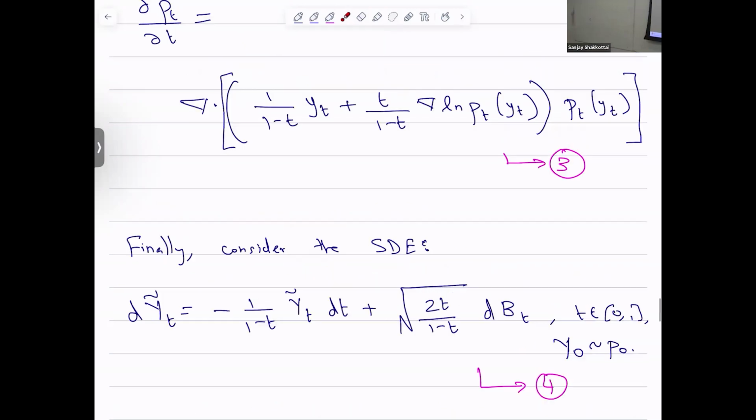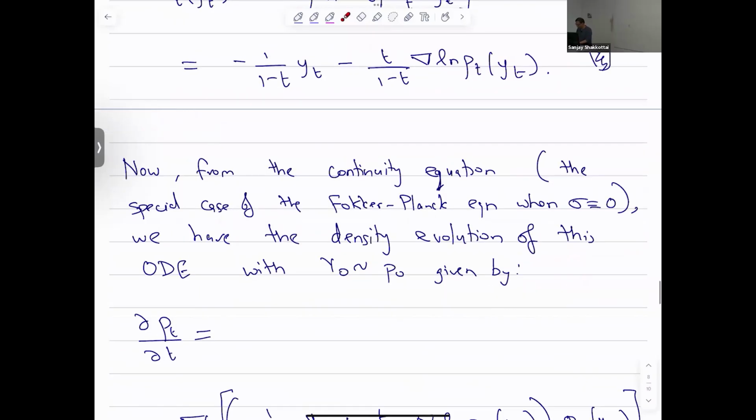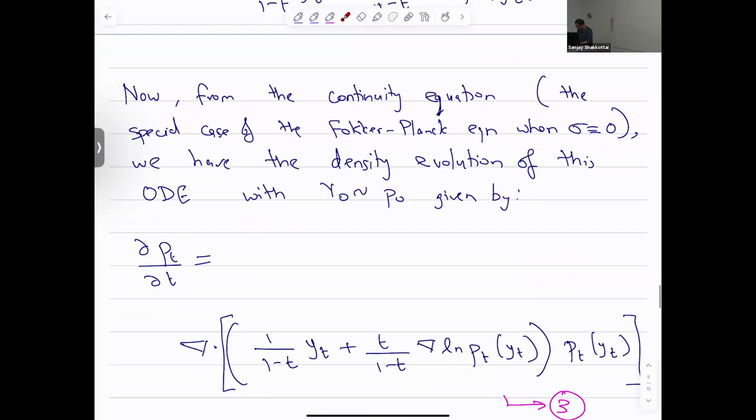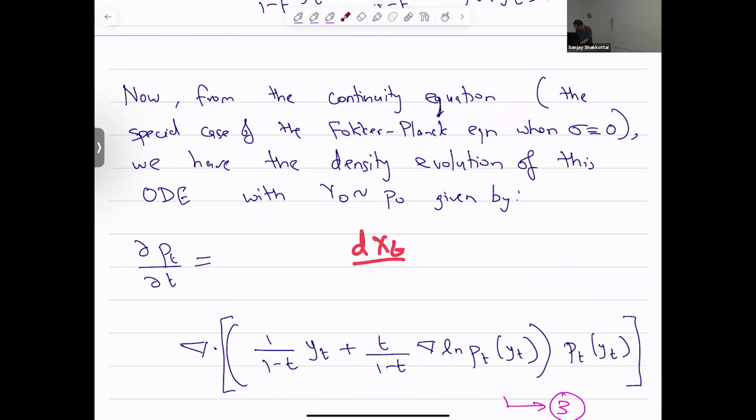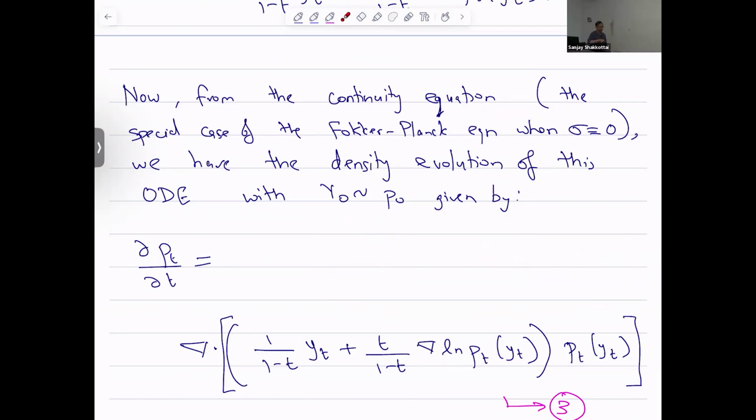In line 3, whose density is pt? pt is the density of the following system: dxt by dt equals ut of xt, with x0 being basically whatever it is. Image to noise, this is the forward process. Yes, I'm doing everything in the forward process here. I could have done everything with the reverse, but I just chose to do everything with the forward process.